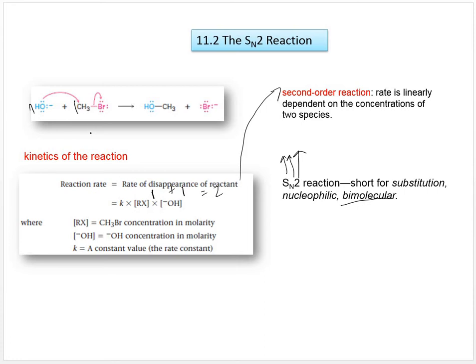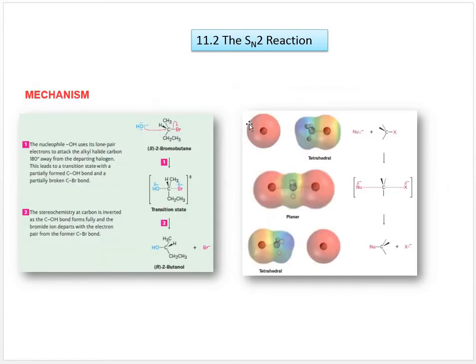If you increase the concentration of the substrate 2 times, again the rate is expected to increase 2 times. So the rate is linearly dependent on the concentration of reactants. So that's the reason why we call SN2 reaction: substitution, nucleophilic, and second order, or bimolecular process. This is what happens in an SN2 reaction.